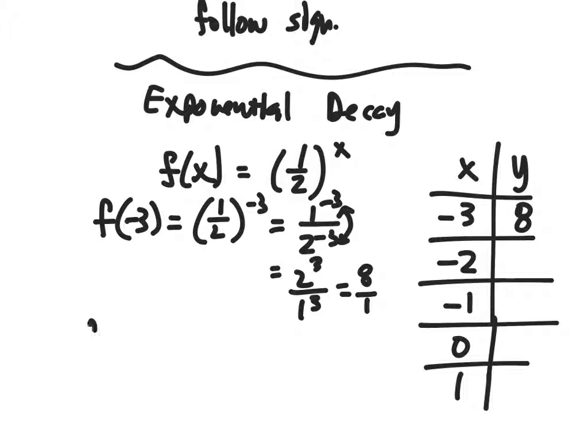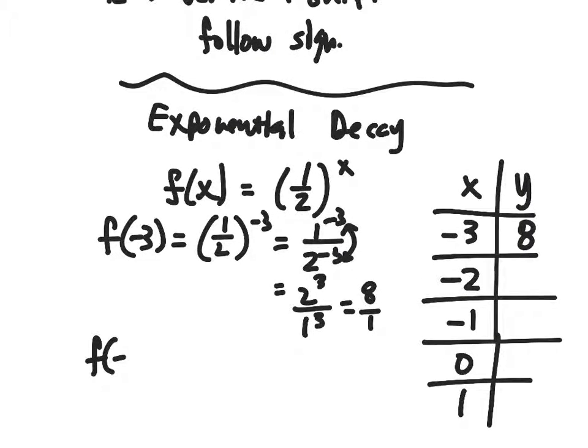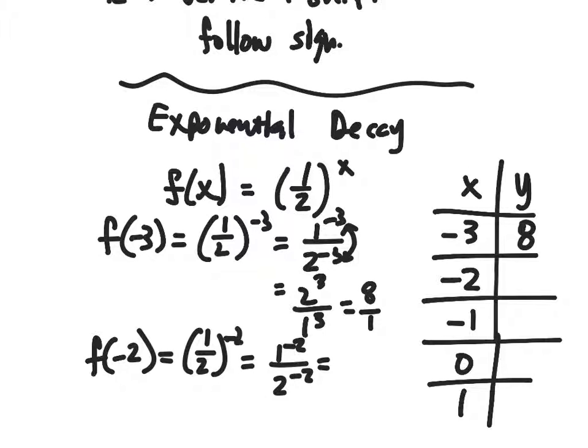Okay, if I plug in -2, that's going to give me 1/2 to the -2 power, which is going to give me 1 to the -2 over 2 to the -2. Move your exponents around to make them positive, so if they're in the denominator, move them up. If they're in the numerator, move them down. So this is going to give me 2 squared over 1 squared. 1 squared is just 1. So this is going to give me 4.